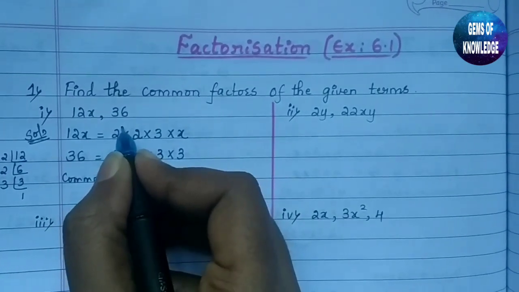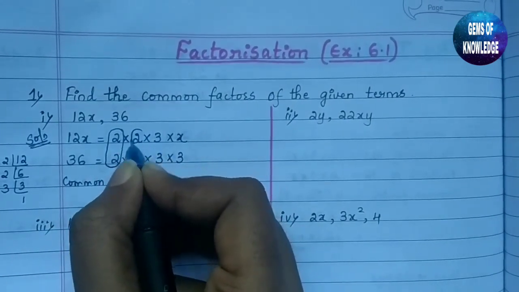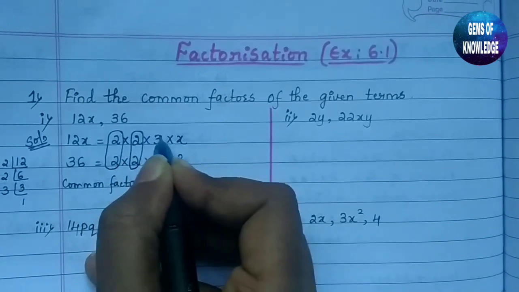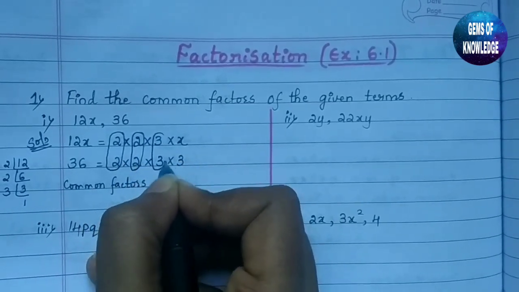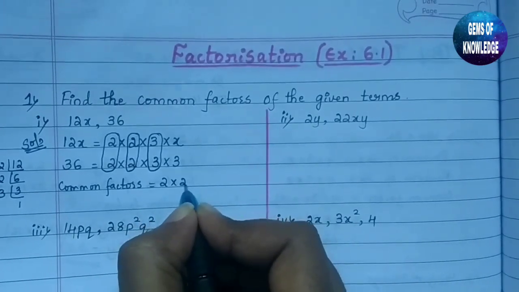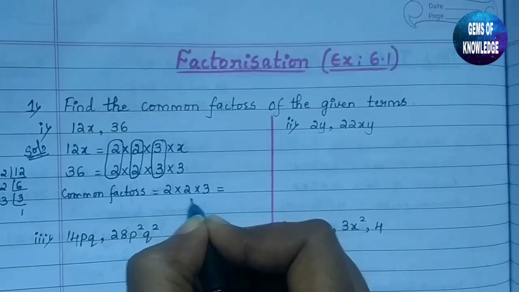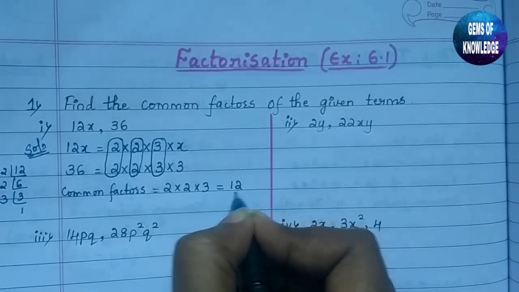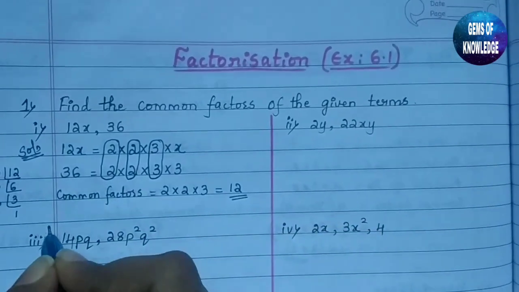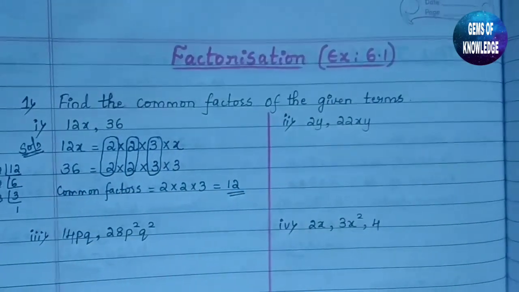So you can see what the common factors are here. One 2 is common here, one more 2 is common here, and one more 3 is common here. So what is the common factor? 2 into 2 into 3. When we multiply this, 2 2s are 4, 4 3s are 12. So 12 is the common factor between 12x and 36.